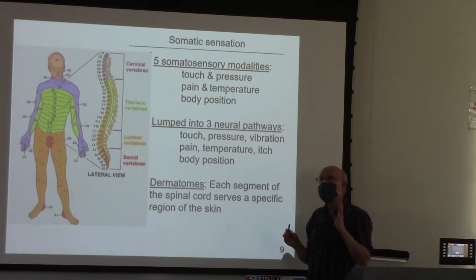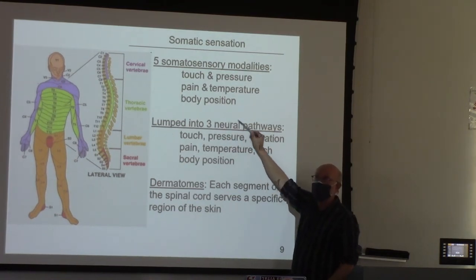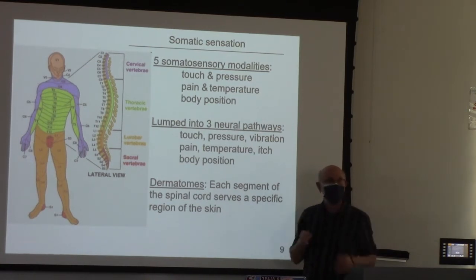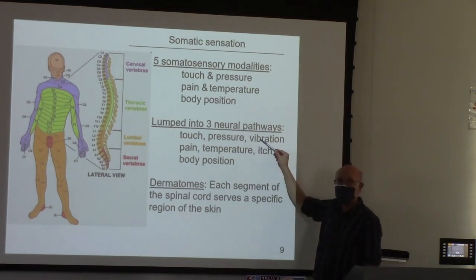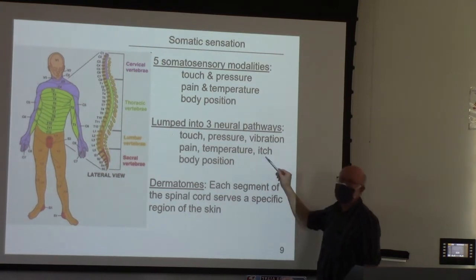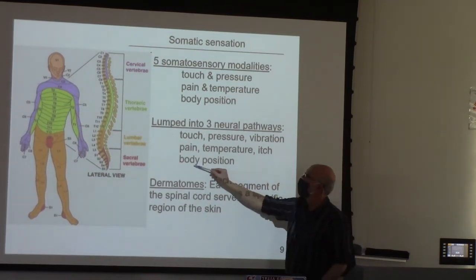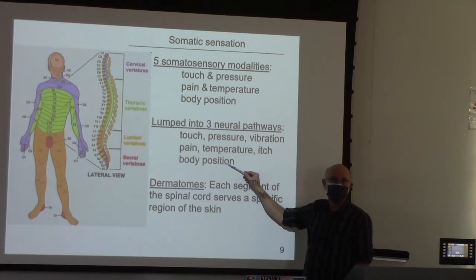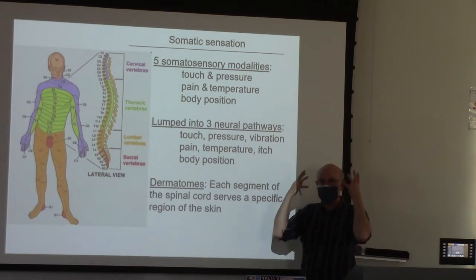Those 5 modalities are going to go into 3 different neural pathways to the brain. Remember, we sense it and then we process the information. So there's going to be the touch, pressure, vibration pathway. There's going to be the pain and temperature pathway, which is also going to include itch. We're not going to talk too much about itch, but it's an important sensation. And then the proprioception, body position. 3 different pathways from the body to the brain.